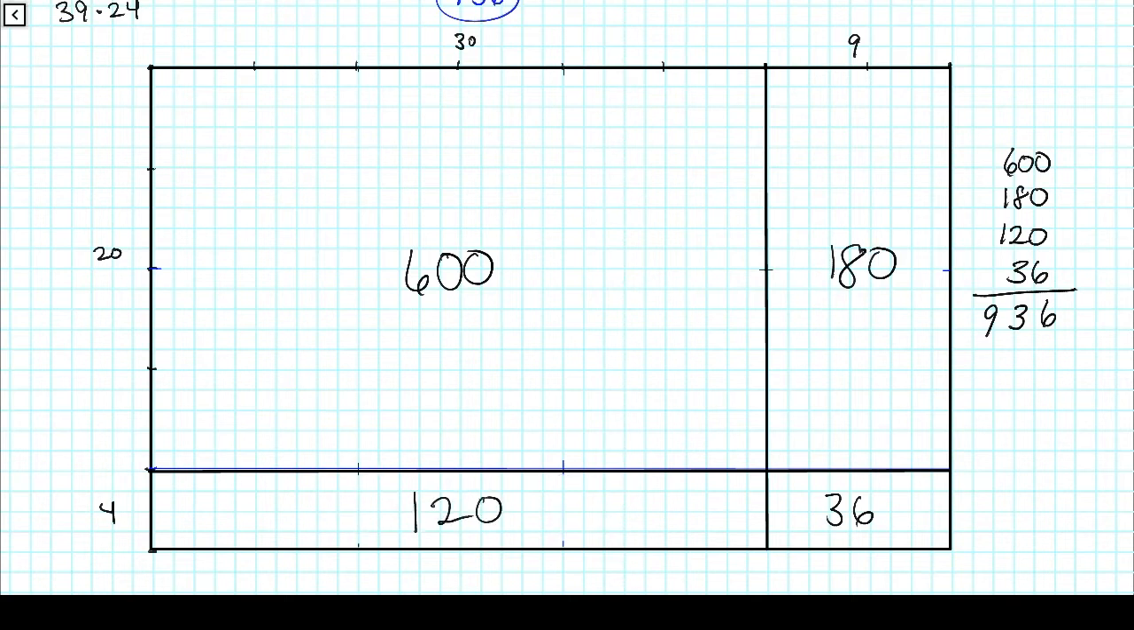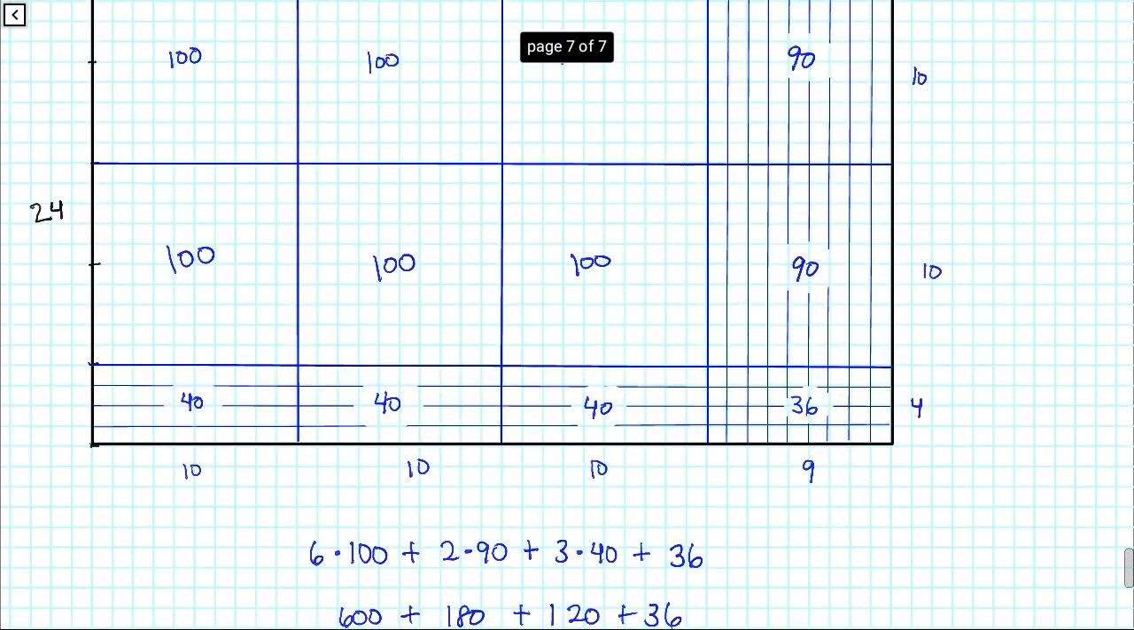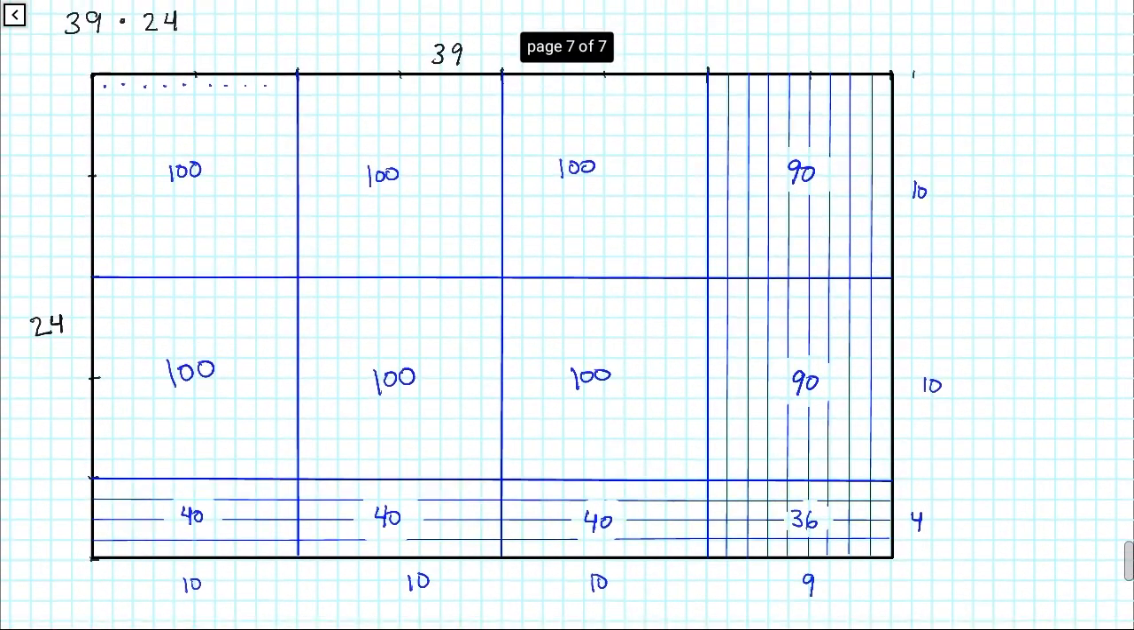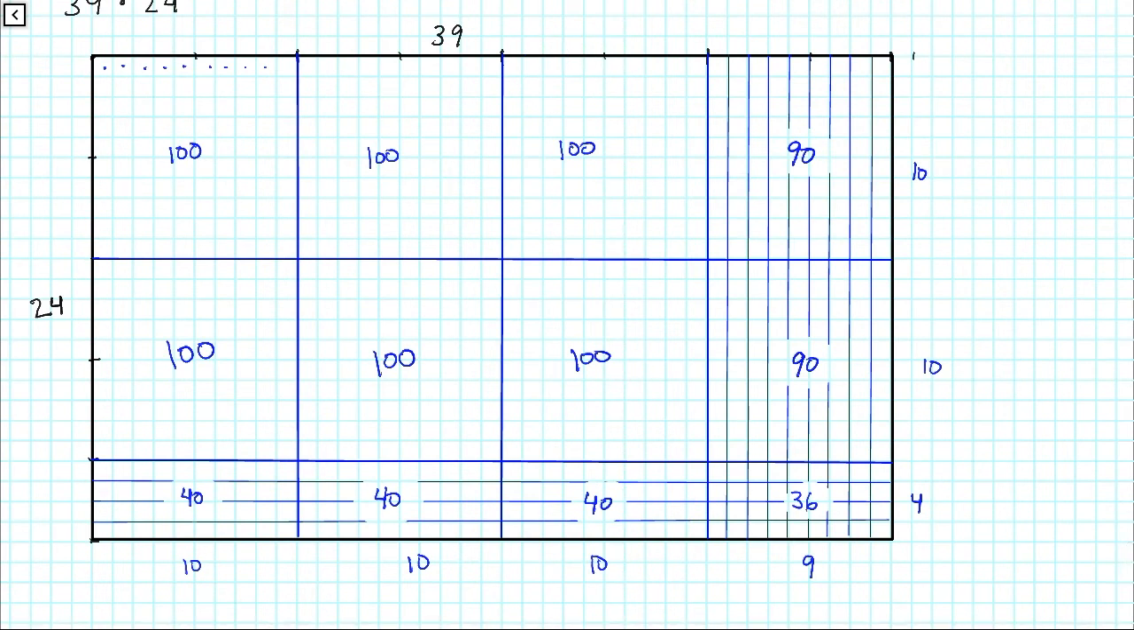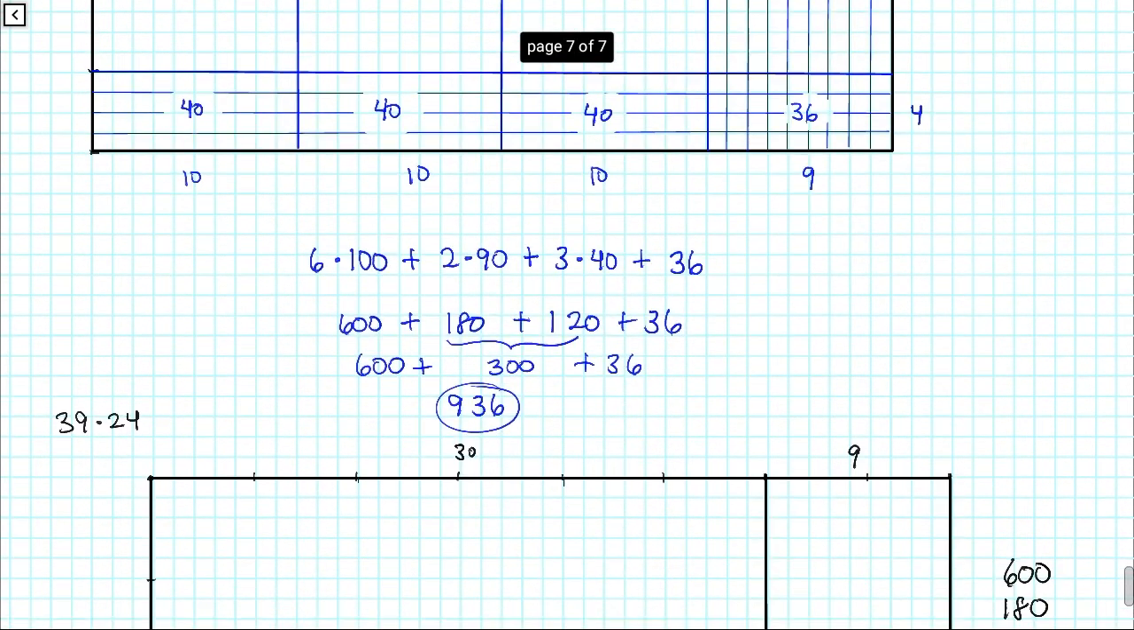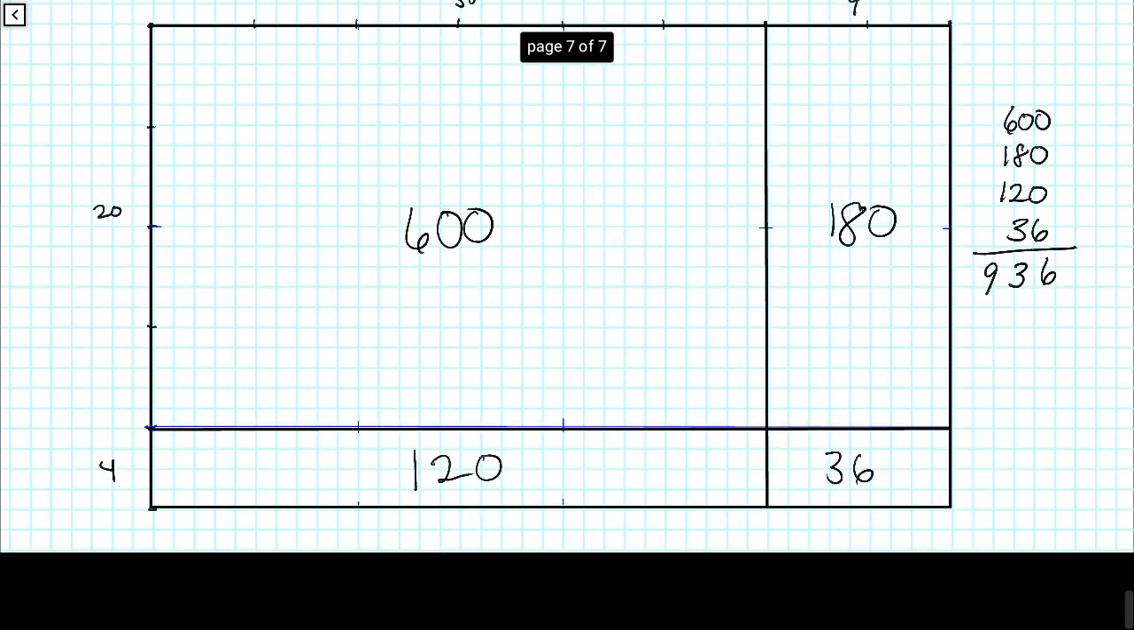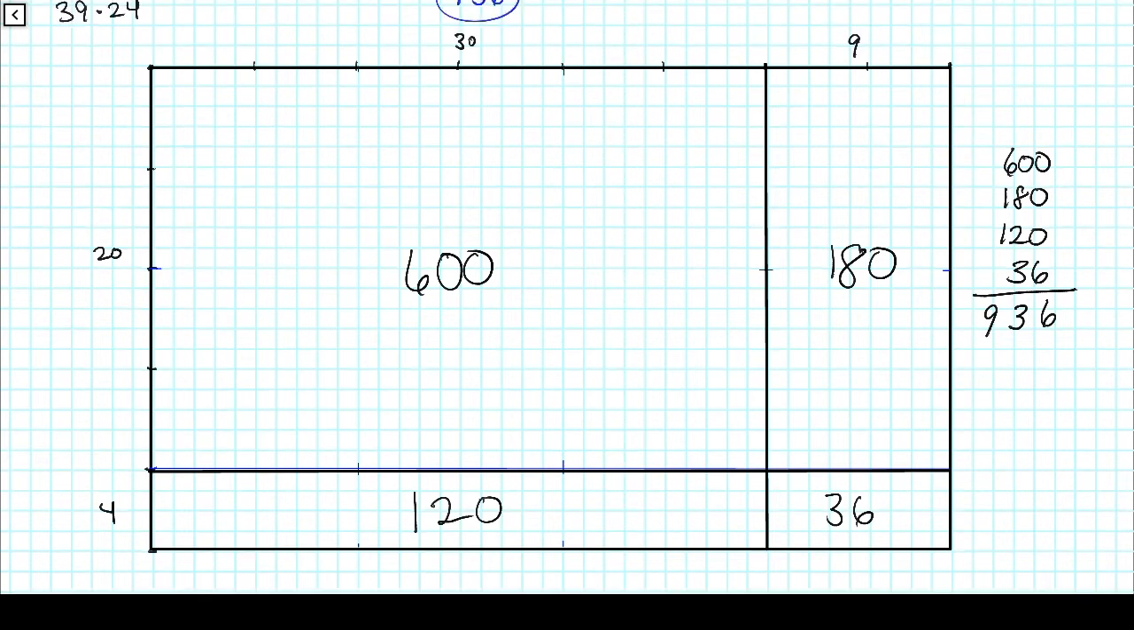Okay, so ignoring those individual divisions, I see 600 is 20 times 30, 20 times 9 is 180, 4 times 30 is 120, and 4 times 9 is 36. This is really the same picture, but with slightly less detail. This one, I think, gives a little more clarity to what exactly is going on. But once you get accustomed to that, once you feel comfortable with it, this shows the same picture, but with less detail.